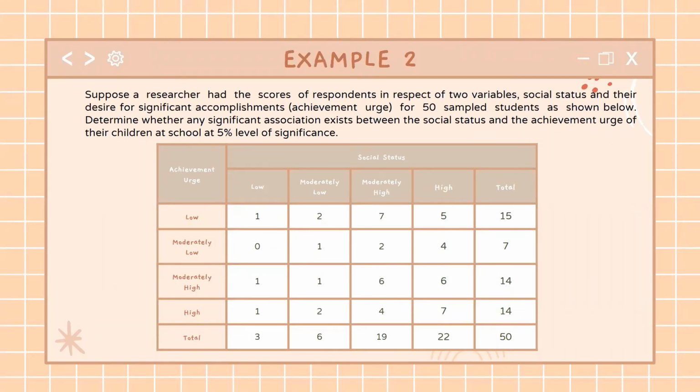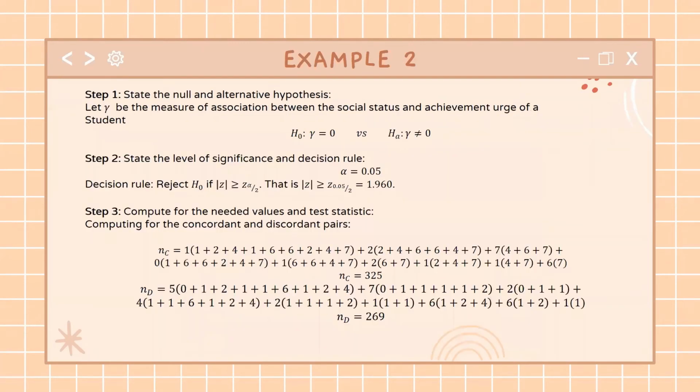Example 2. Suppose a researcher had the scores of respondents in respect of two variables, social status and their desire for significant accomplishments, also known as their achievement rate, for 50 sample students as shown below. Determine whether any significant association exists between the social status and the achievement rate of their children at school at 5% level of significance. Let's proceed to the solution.